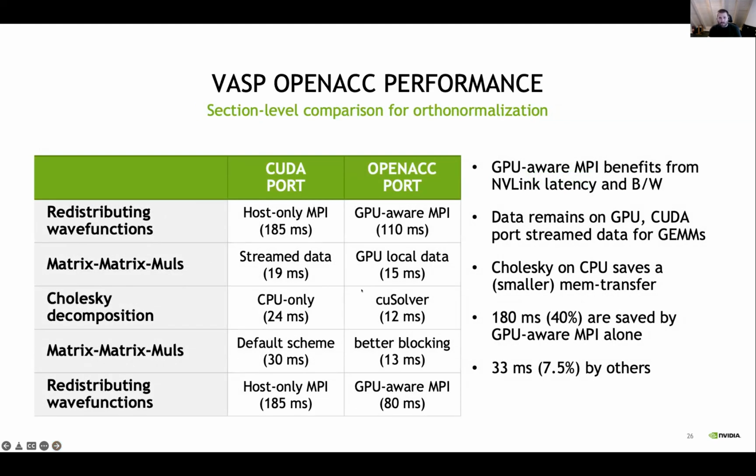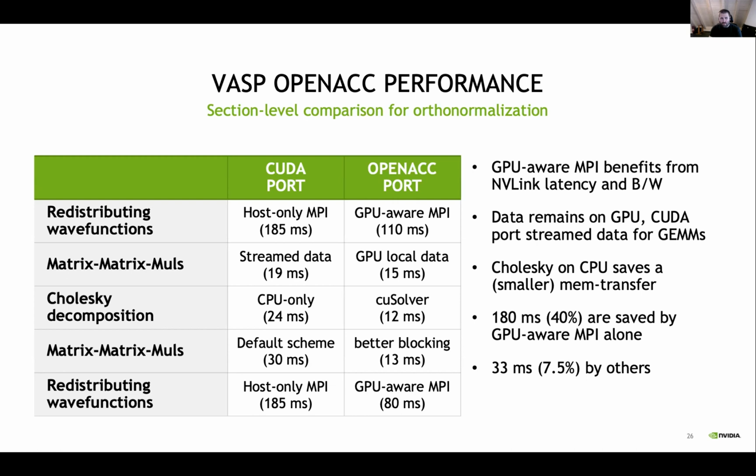Okay, this is a short comparison between what we had in CUDA and what we have now in OpenACC. So this is a subsection of the orthonormalization routine. And in that, we need to redistribute the wave function. That is an all-to-all call, right? And in the CUDA part, we did it with host-only MPI, but there's CUDA-aware MPI, and that just has some shortcuts. So you definitely want to use this.